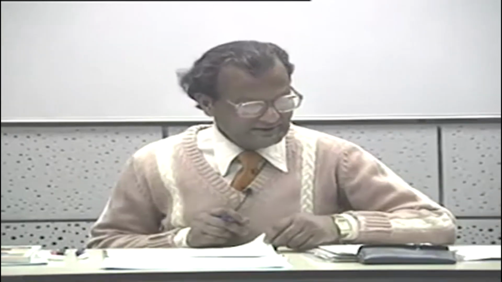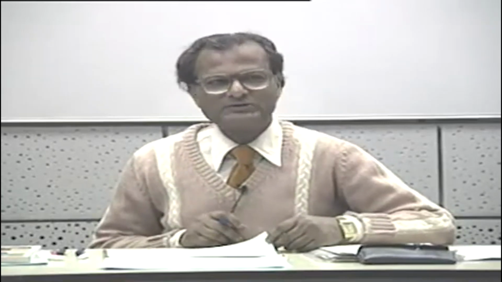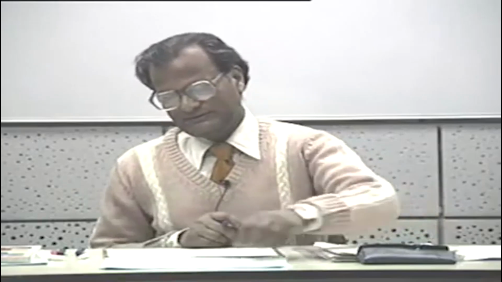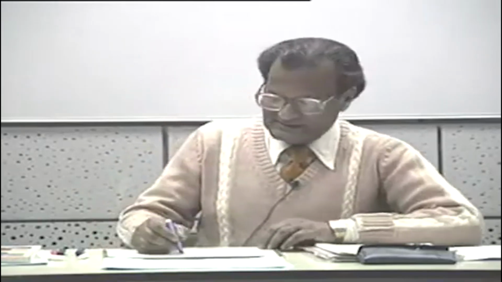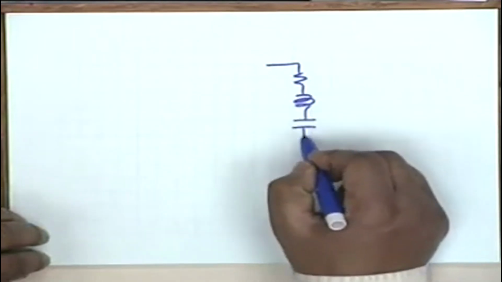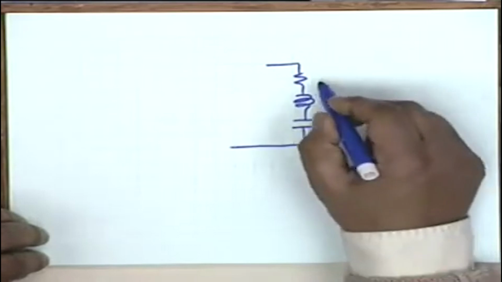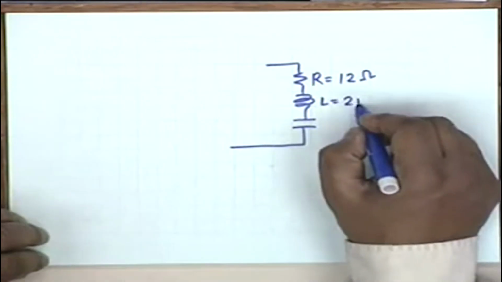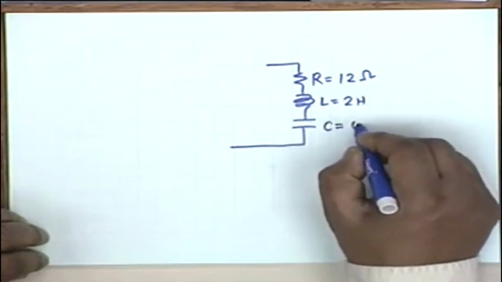All right, we take a slightly different example now, where a sinusoidal voltage generator is switched to a series RLC circuit. Let us see what happens. A series RLC circuit, and I hope I have taken the values now not to end up in a mess. R equal to 12 ohms, L equal to 2 Henry, and C equal to 0.1 farad.